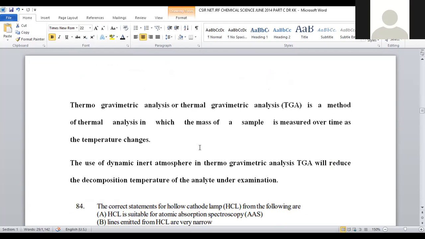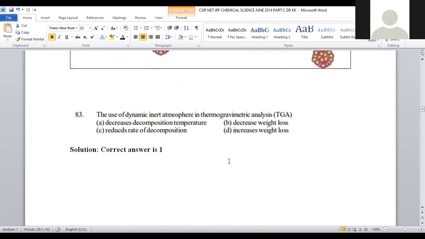In this thermogravimetric analysis, if we are introducing an inert atmosphere, most probably nitrogen gas will be bubbled into it. So that will reduce the decomposition temperature. For example, if enolite is decomposed at 50 degrees, in the presence of an inert atmosphere, that will be reduced to even 40 degrees. In that way, reducing the decomposition temperature of the enolite under examination is possible by introducing this inert atmosphere into that species.